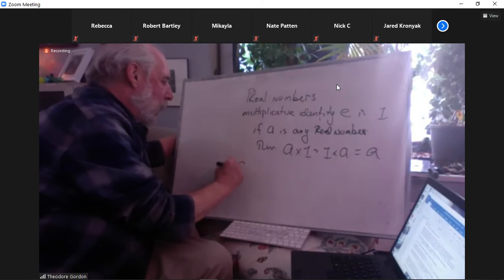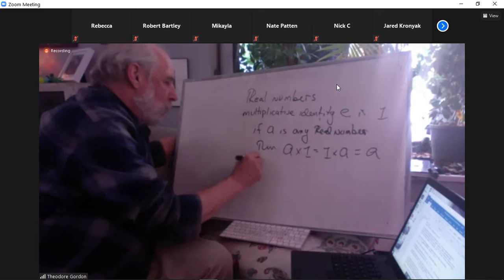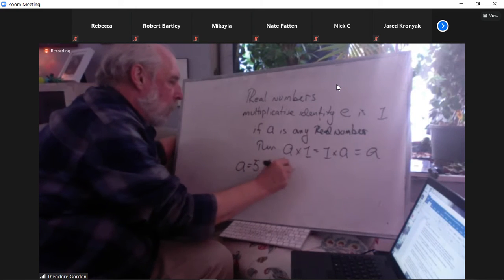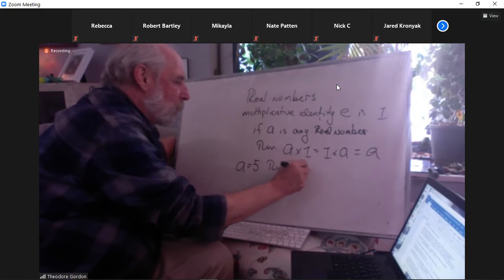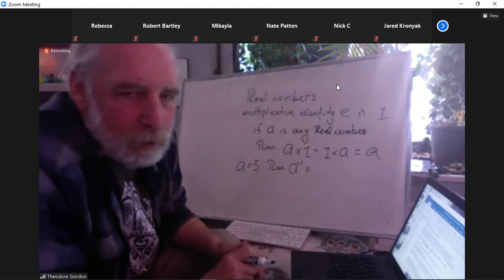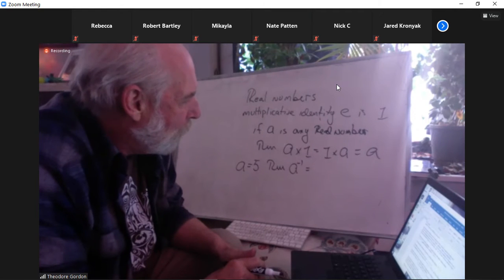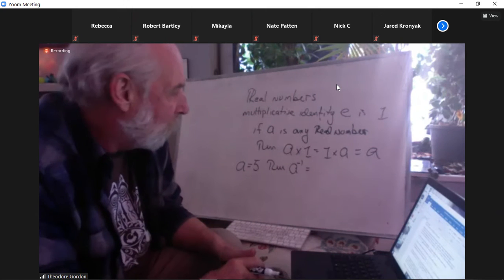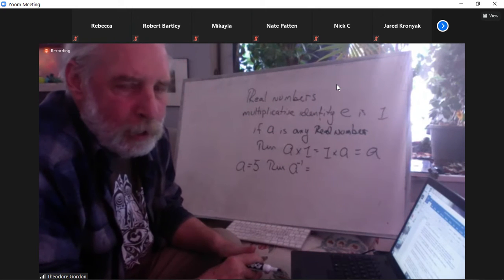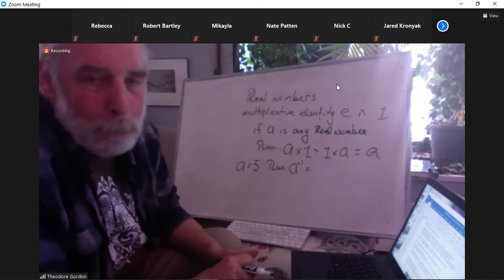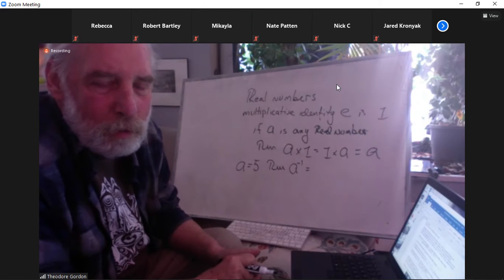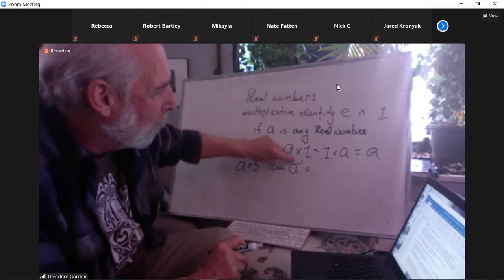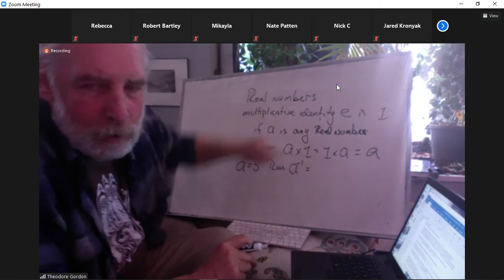So if we let A equal 5, then A inverse is, well, in this case, that -1 allows us to write the inverse in a certain way. So what's the multiplicative inverse of 5? In fact, we usually think of this exponent as doing what?